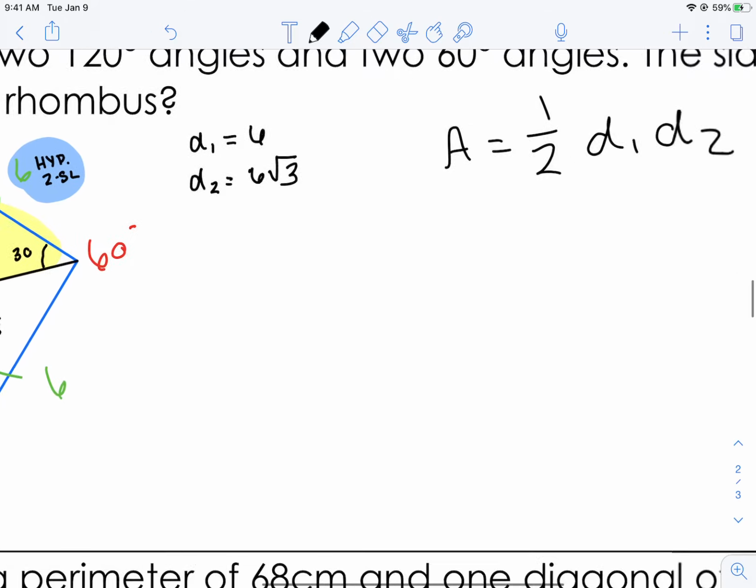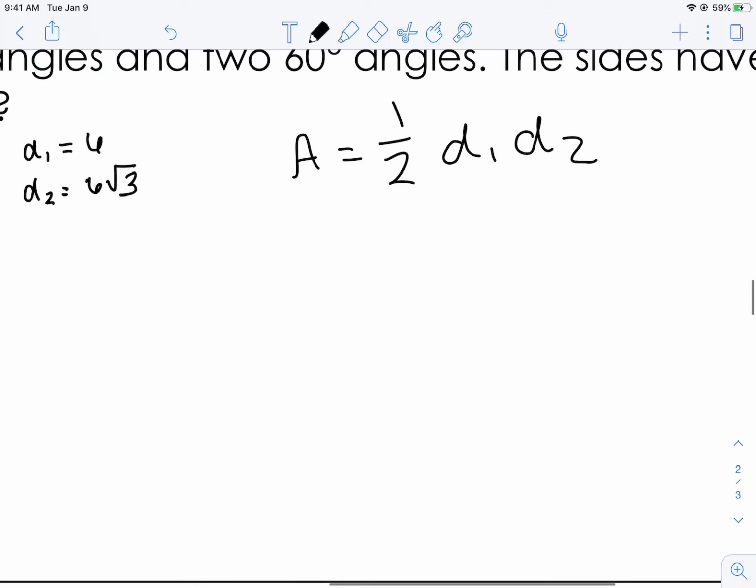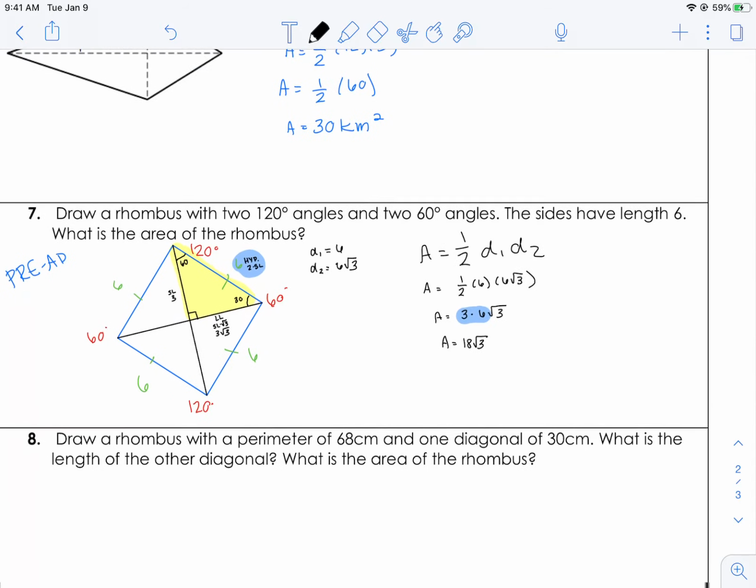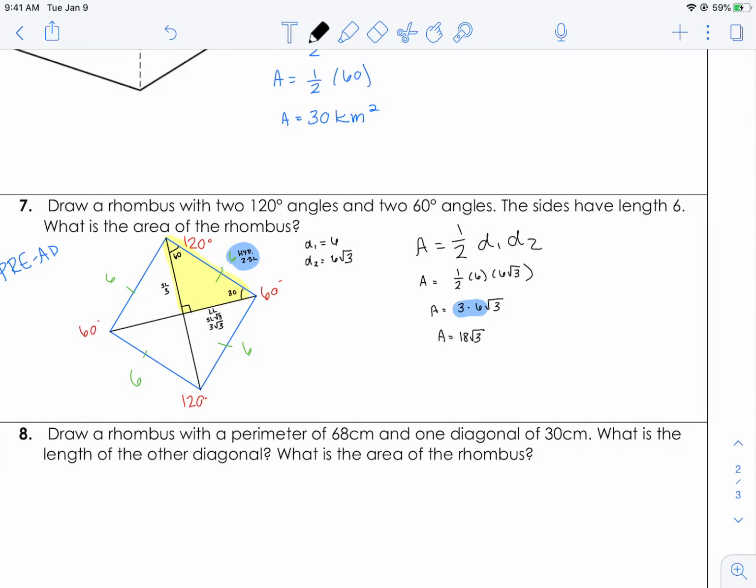So then I can plug it into my area formula. I get 1/2 times 6 times 6 square roots of 3. Well, 1/2 of 6 is 3. So I have 3 times 6 square roots of 3. When you're in this boat, you can just multiply those two numbers. So I get area is equal to 18 square root of 3. And there's no units on this, so we're okay to just leave it.